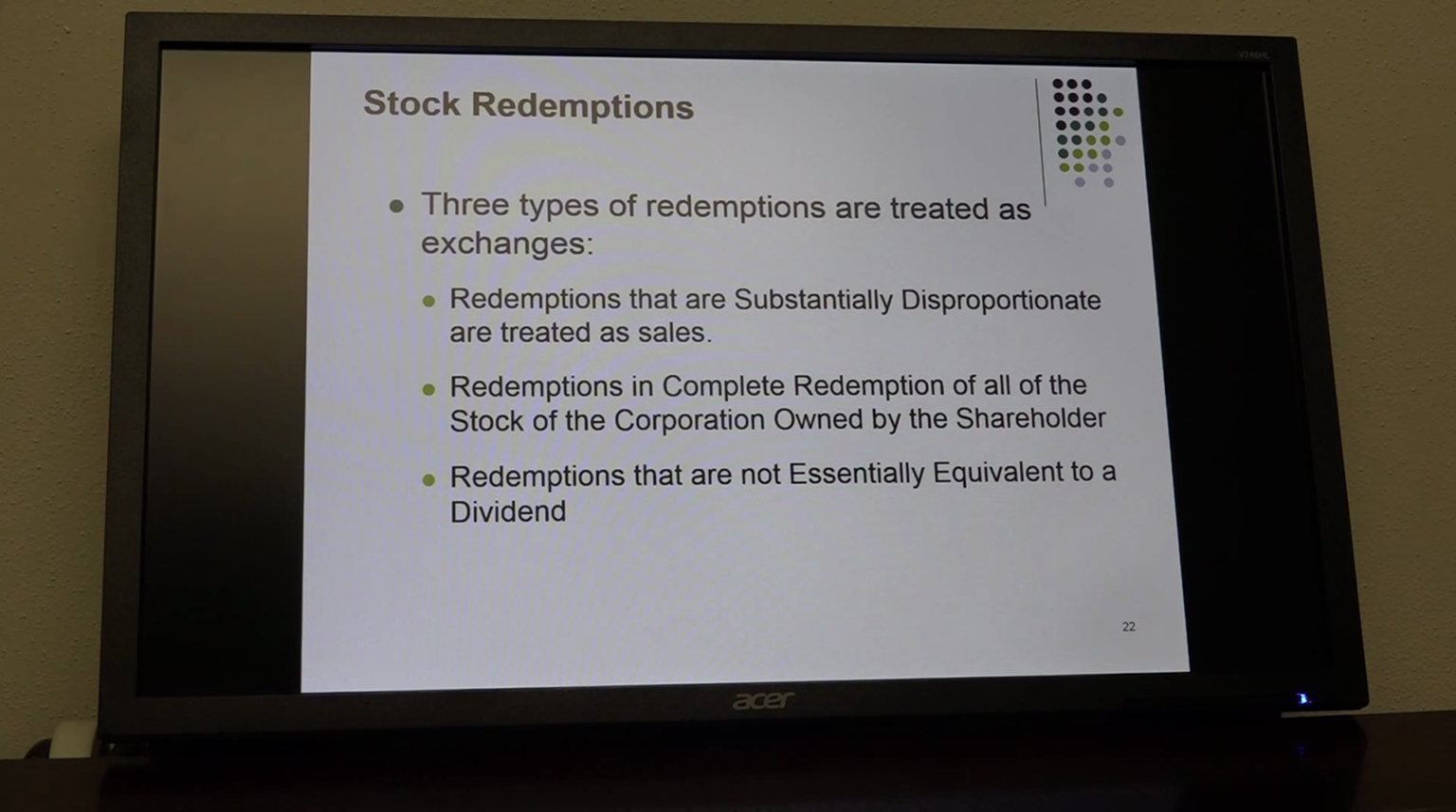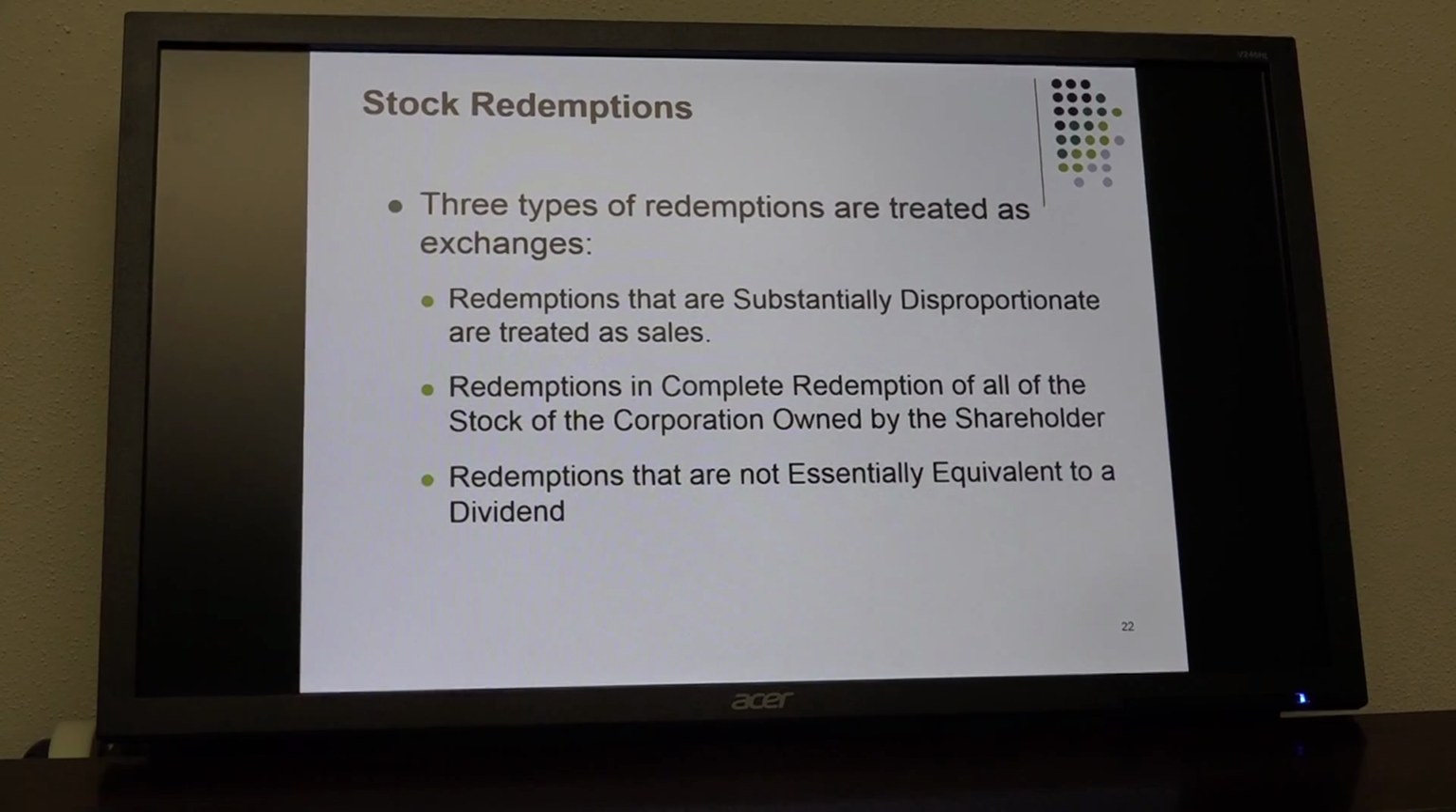The first is that the redemption is substantially disproportionate with respect to the shareholder. And so substantially disproportionate is kind of the key, the buzzword term here. And there are three bright line rules that you have to meet and prove in order to fall under this substantially disproportionate exception.